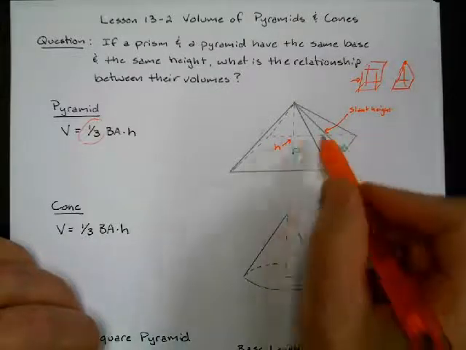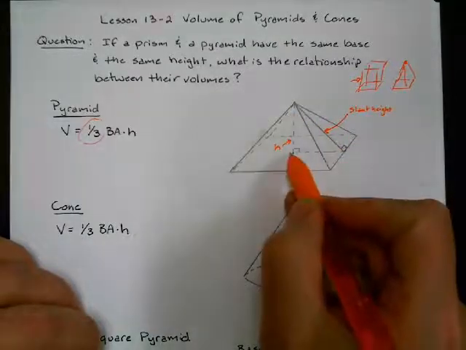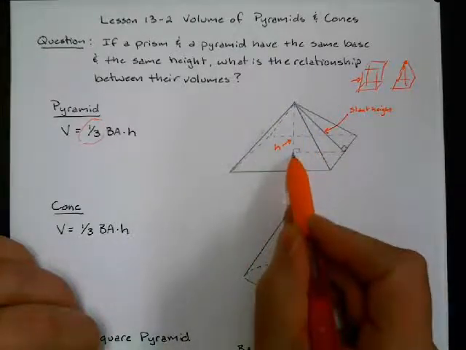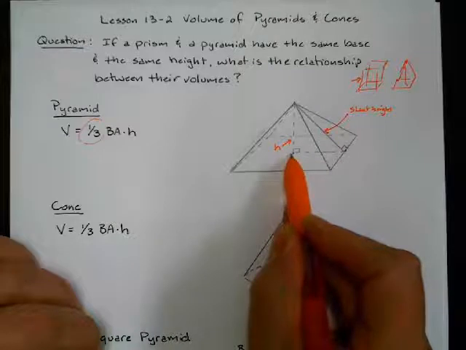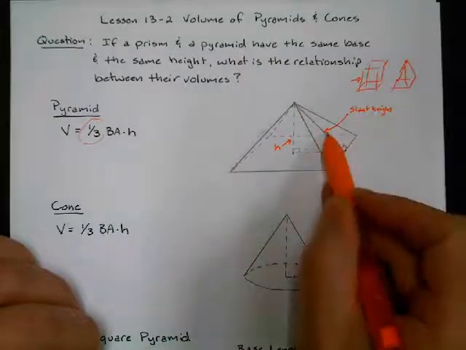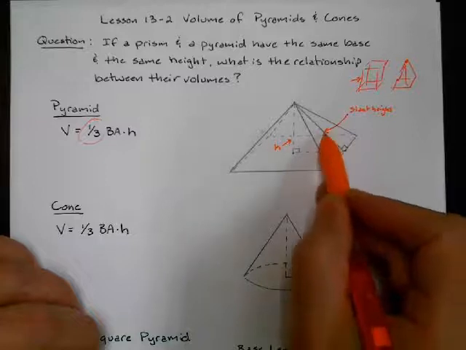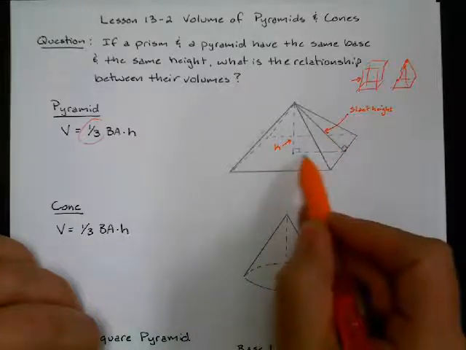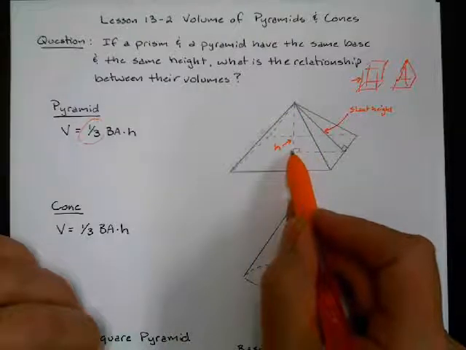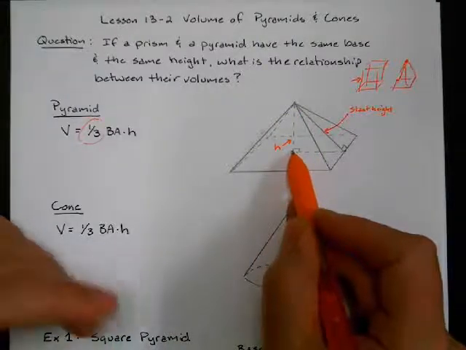Sometimes they're going to give us the slant height and not the actual height. But if you look here with this dotted line here, and then this part down here, this is a right triangle if we connect it with the slant height. The slant height would be the hypotenuse. So if you're given the slant height and you know this bottom portion, you can use the Pythagorean Theorem to find the actual height right here, the height of the pyramid.